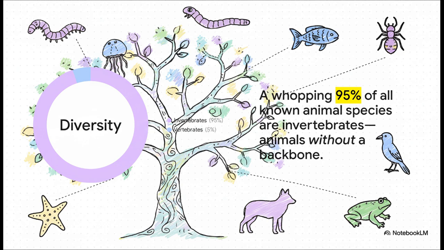Just look at this chart. A massive, overwhelming 95% of all known animal species are invertebrates. That means animals without a backbone. Everything we usually think of as an animal, mammals, birds, fish, reptiles, us, we are all crammed into that tiny little 5% sliver. We aren't the rule, we are the exception.